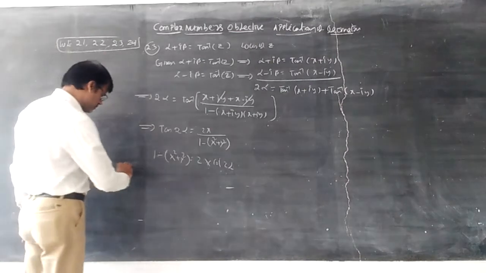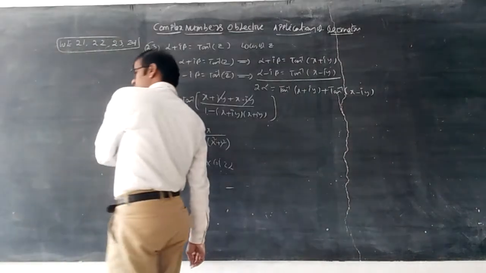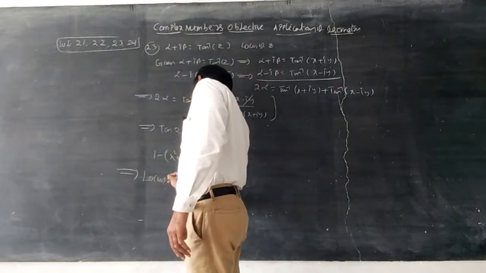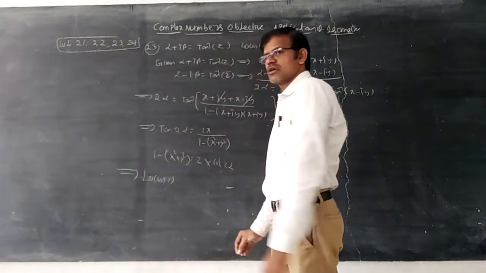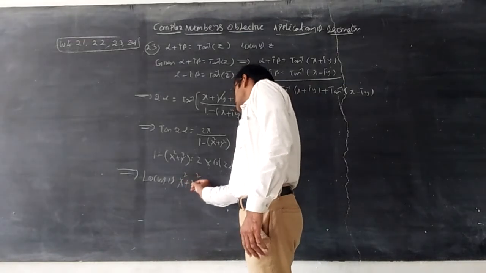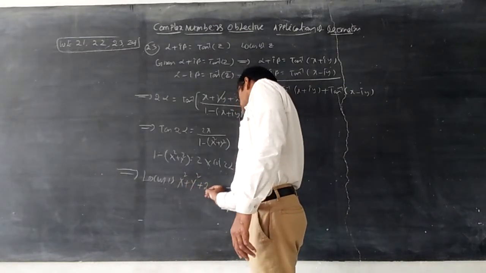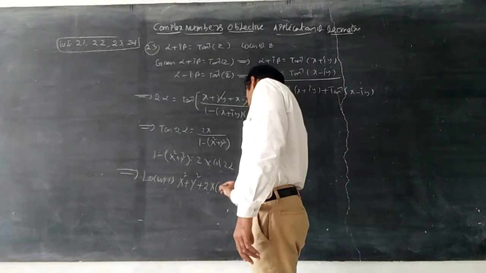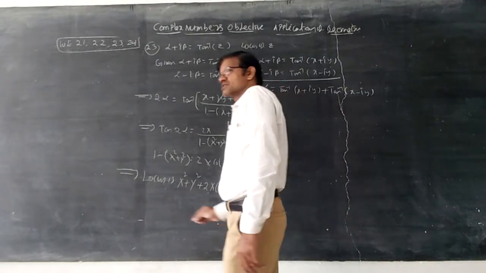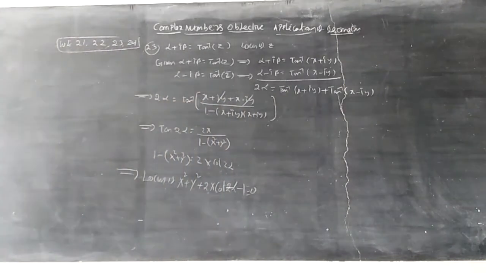That implies the locus is: minus x square, minus of (x square plus y square) taken inside, it becomes x square plus y square plus 2x cot 2 alpha minus 1 is equal to 0, which is the equation of the locus. x square plus y square plus 2x cot 2 alpha is equal to 1.